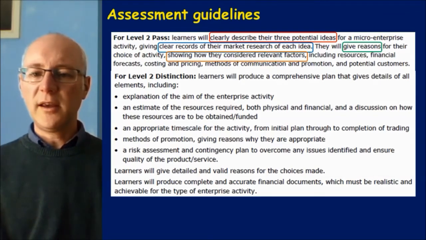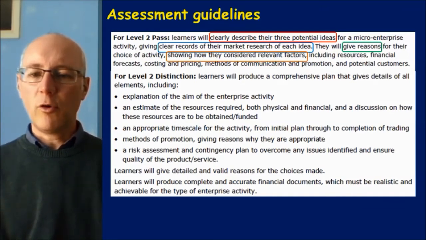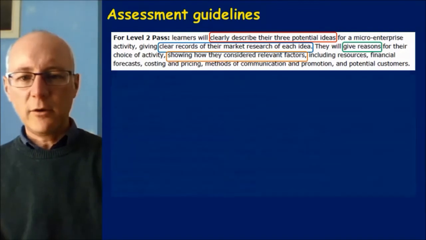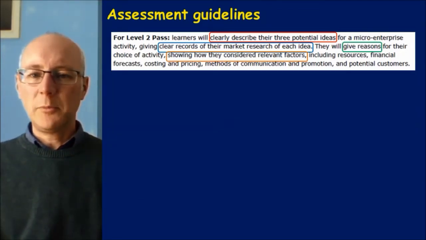So all of those things are important for your final piece of coursework, and you'll give detailed and valid reasons for the choices made. And it's important that all the things that you use, all the decisions you make, all the costs you give are realistic. Okay, so that's important for distinction. What we're going to focus on in the next couple of weeks, though, is this first bit, which is the level 2 pass bit, thinking about those 3 ideas.